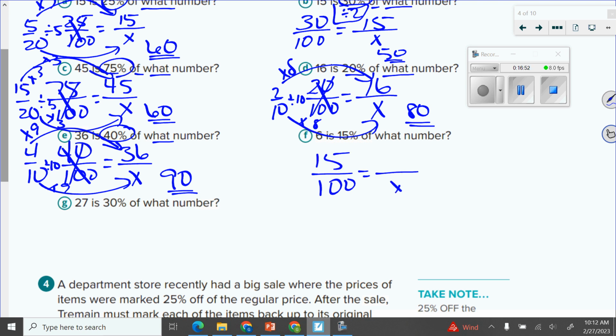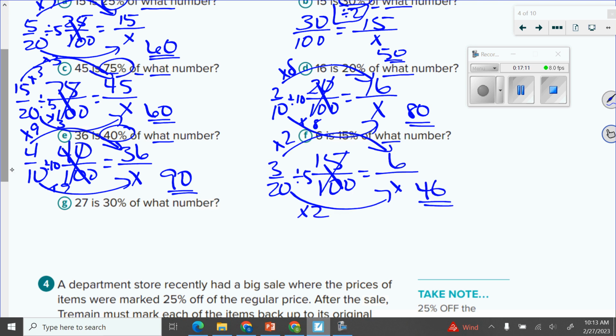15%. I don't know my of, so 6 is my last number. Can I go easily from 15 to 6? No, but I can simplify this. Divide by 5 gives me 3 and 20. Can I go easily from 3 to 6? Times 2. Times 2 gives me 40.